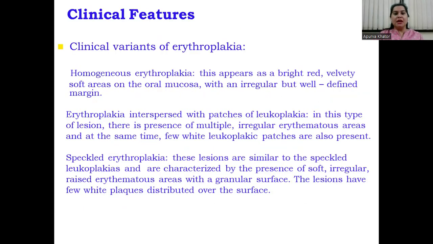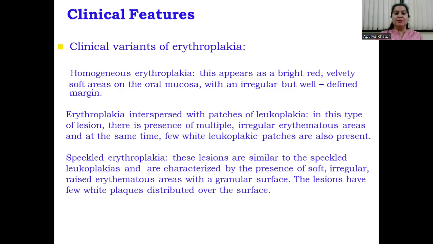Coming to the clinical features, the homogeneous type of erythroplakia appears as a bright red velvety soft area on the oral mucosa with an irregular but well-defined margin. Erythroplakia interspersed with patches of leukoplakia is another clinical variant of erythroplakia. In this type of lesion, there are multiple irregular erythematous areas, and at the same time, a few white leukoplakic patches are also present.